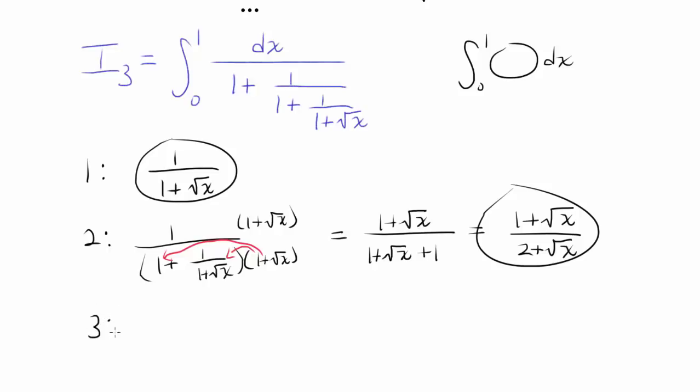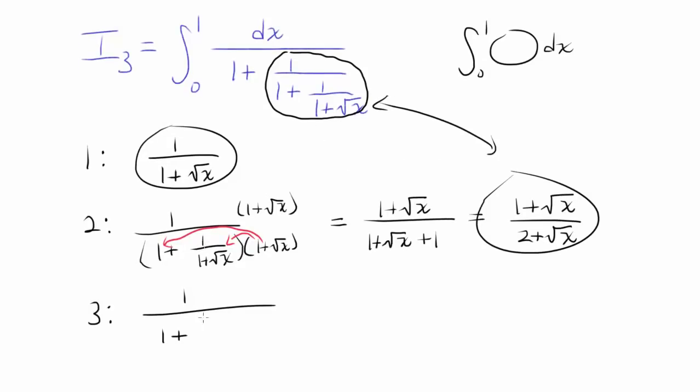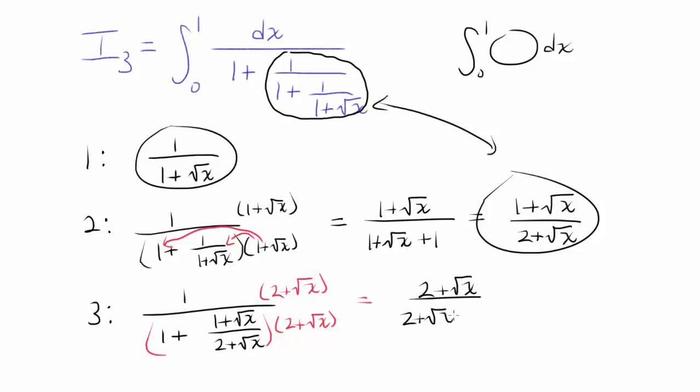Let's continue. For the third one, you're going to get this fraction, 1 over 1 plus, I'm not going to say it one more time, but you have 1 plus this complex fraction, and realize 1 over 1 plus 1 over 1 plus square root of x, that was the expression we had for the second term. So we know these two are the same thing. So we know we have 1 plus square root of x over 2 plus square root of x. An easy way of simplifying this is by multiplying by 2 plus square root of x to top and bottom, and we are going to get 2 plus square root of x over 2 plus square root of x plus 1 plus square root of x, which is 2 plus square root of x over 3 plus 2 times square root of x.